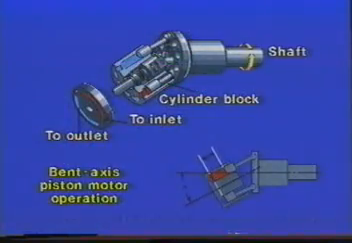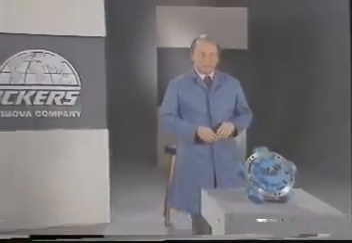Next, we have an illustration of a bent-axis piston motor. It's called bent-axis because the center line of the cylinder block is bent off at an angle to the center line of the drive shaft. Some units of this type can operate up to pressures of 5,000 psi. Last but not least, we have the radial piston motor.